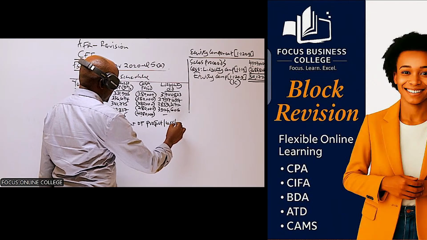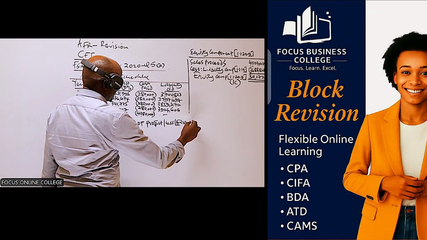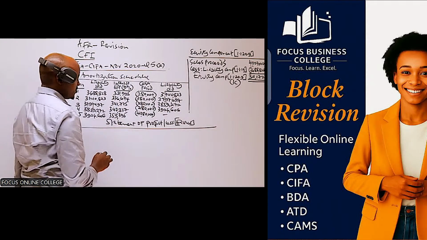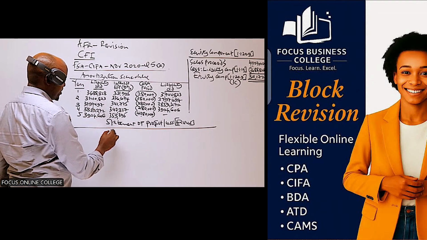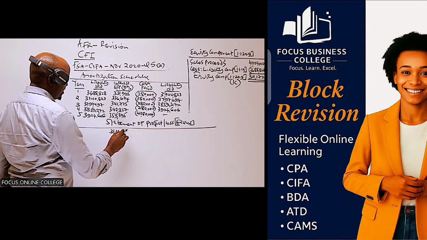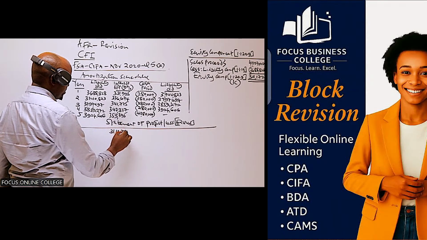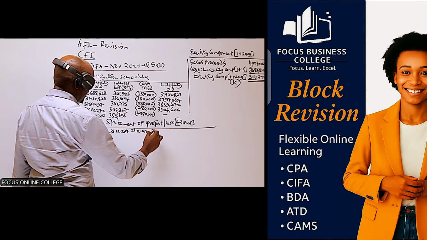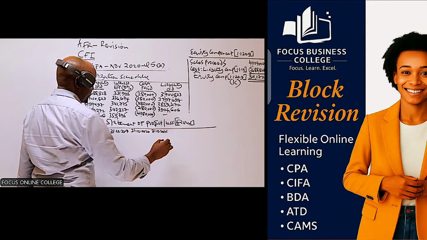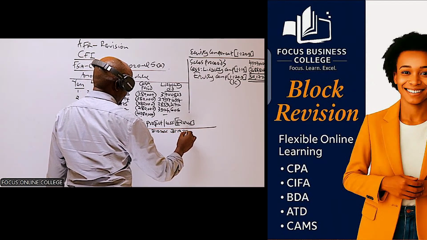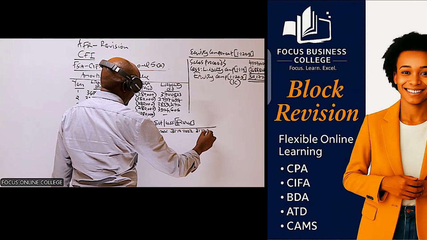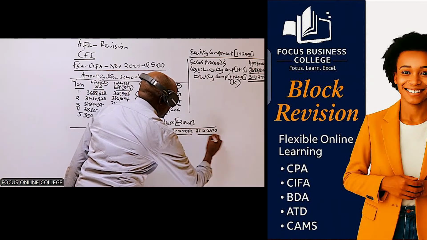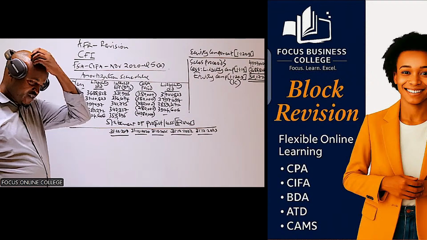Remember, this is basically an extract. An extract, we say, is part of something, part of the statement of profit or loss. We are preparing this for 5 years. Remember, now we can have the specific dates. The first year ended 31st of December 2019. The other one, 31st of December 2020. The other one, 31st of December 2021. 31st of December 2022. 31st of December 2023.